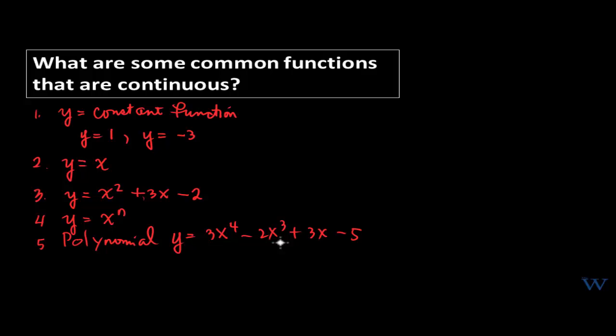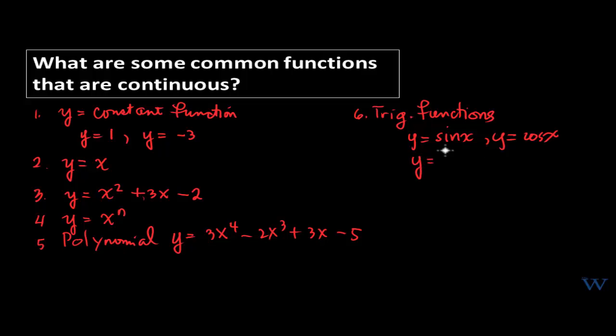Now, what else are common functions? Let's take a look at our trig functions. Let's try y is equal to sine of x. That's continuous. y is equal to the cosine of x, it's continuous. What about y equal to tangent of x? Well, we have to be a little bit careful here, because remember, tangent of x is equal to sine x over cosine x. So as long as cosine x is not equal to 0.